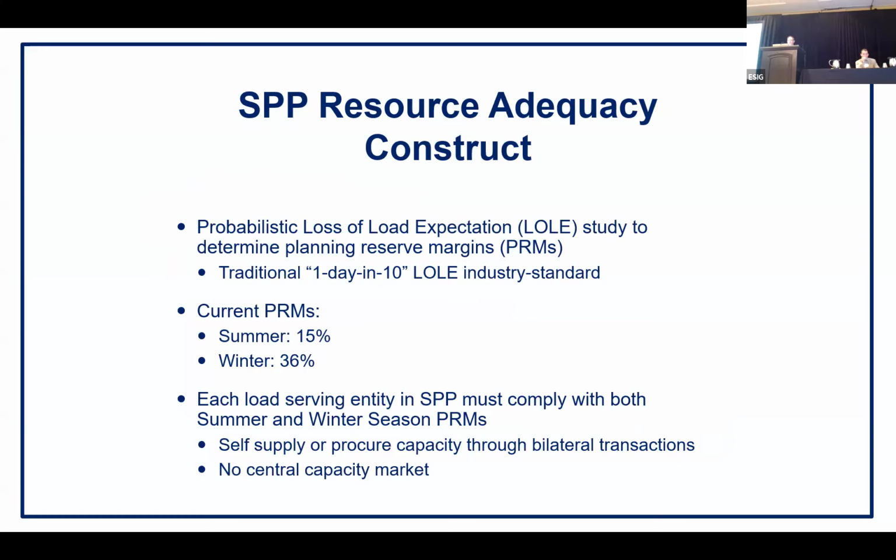So, our resource adequacy construct is pretty typical. Probabilistic loss of load expectation study to set our PRMs, traditional 1 in 10 LOLE study. The current PRMs you can see on the screen, 15% in summer, 36% in winter. Those, though, will be moving to 17% in 2029, and for the winter, it'll be moving to 38% in 2029.